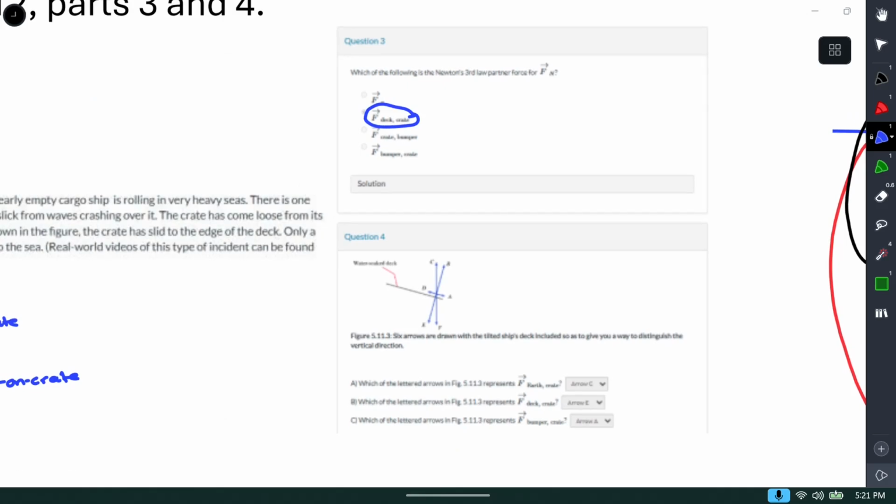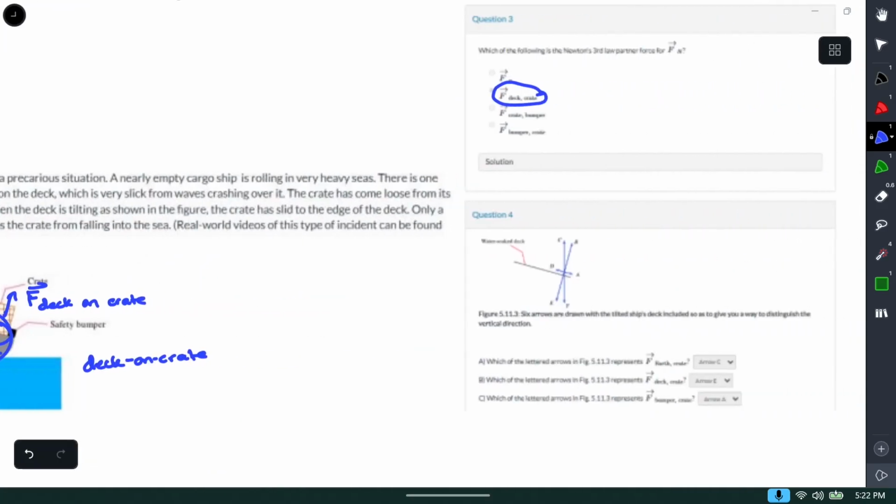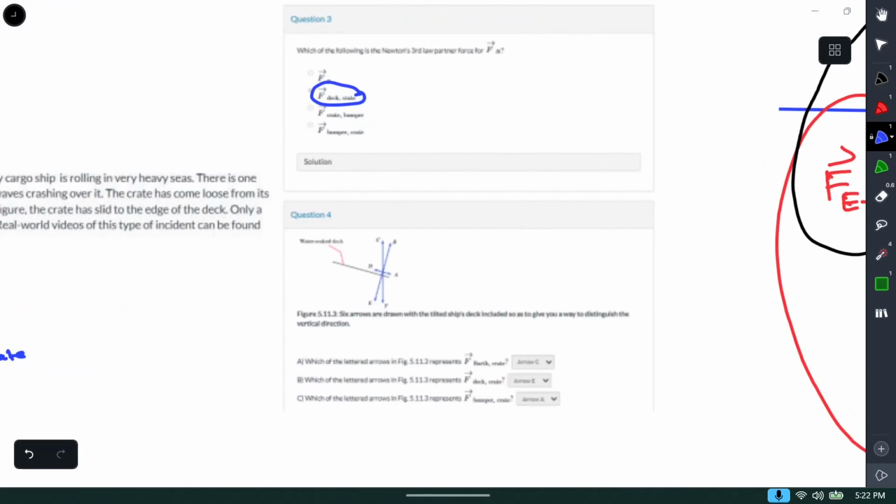Which of the lettered arrows represents the force? Again, I'm going to read this as on the earth due to the crate. Well, the earth pulls the crate down, so the crate pulls the earth up. That's why it's C. Which is the force on the deck due to the crate? So what does on the deck due to the crate is going to be down, or technically at this angle, like we said. And that was arrow E. The force on the crate due to the deck is the third law reaction there. It's B.